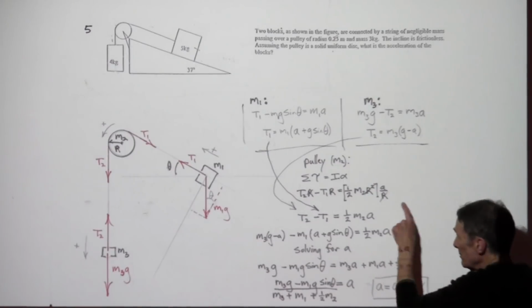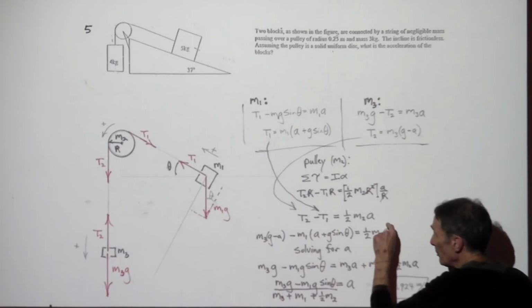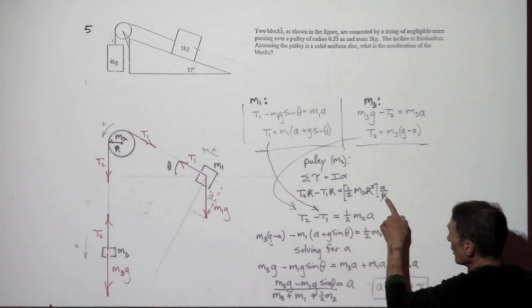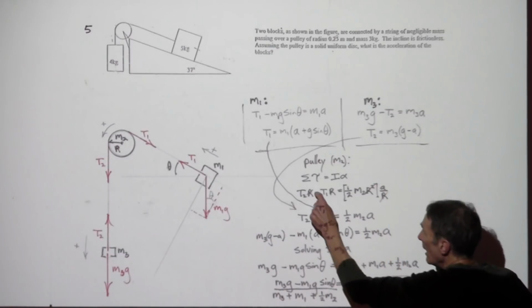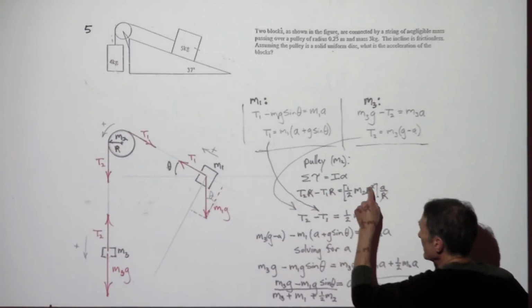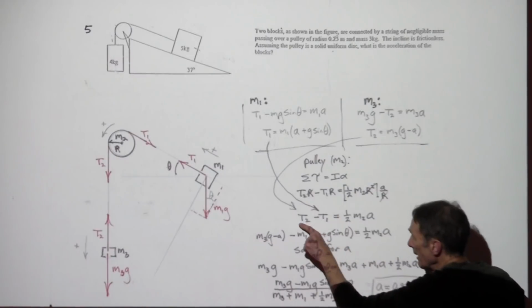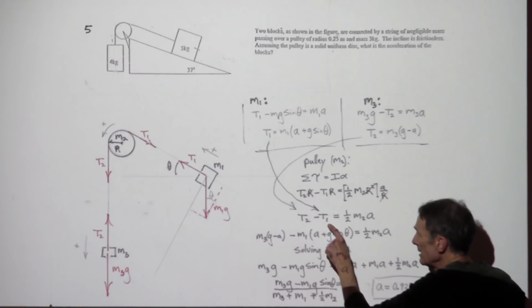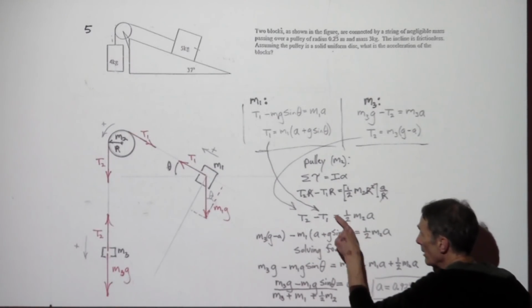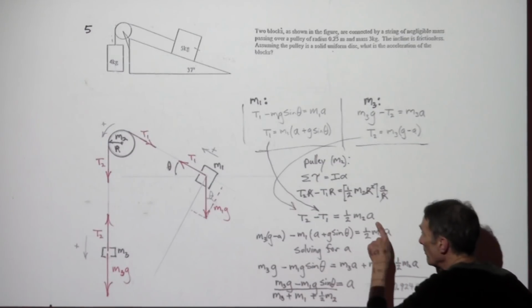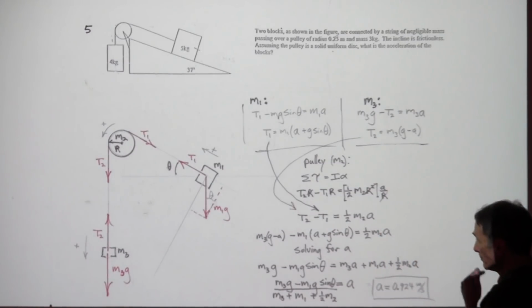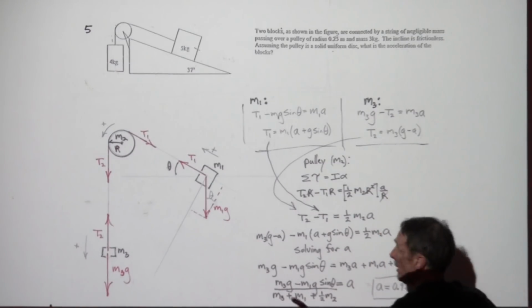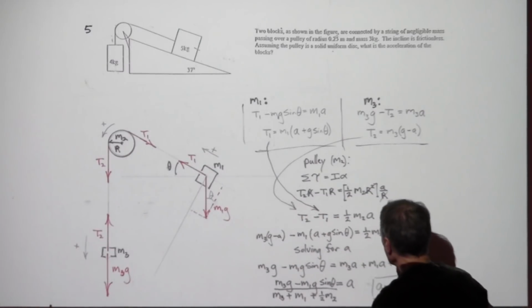You'll see a lot of these patterns keep repeating as you do problems. This R is going to cancel with one of these. I can factor out an R here and cancel the other R, and so I'm left with T2 minus T1 is equal to 1/2 M2 times a. M2 is the mass of that disk.